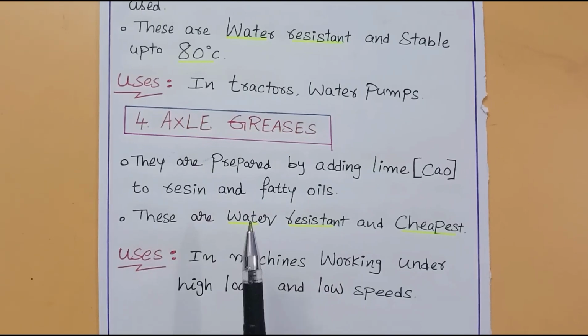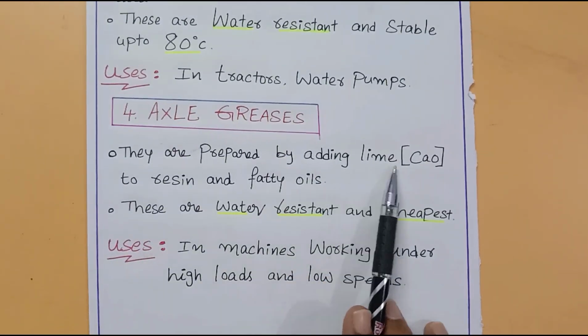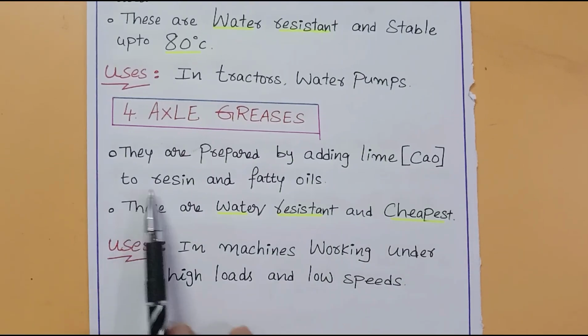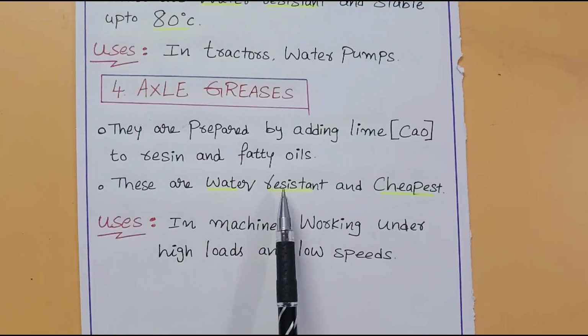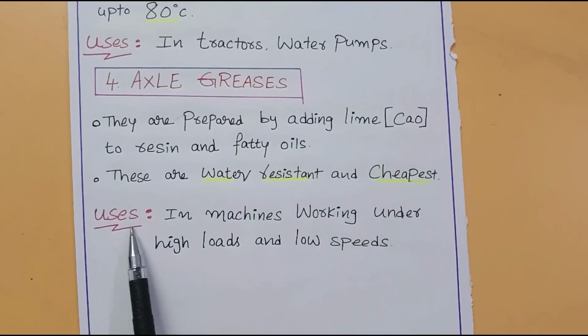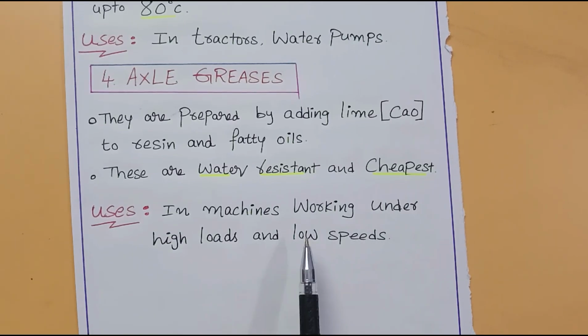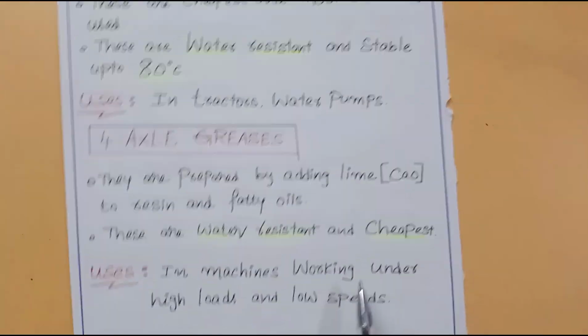Then the fourth type of grease will be the axle greases. These are prepared by adding lime, that is calcium oxide, to resin and fatty oils. So axle greases are water resistant and the cheapest. These are the low cost greases. Then what is the application? Machines working under high loads and low speeds are lubricated with axle greases.